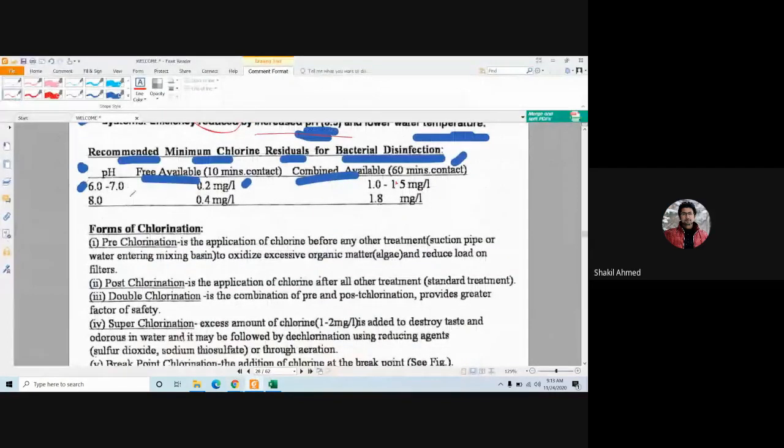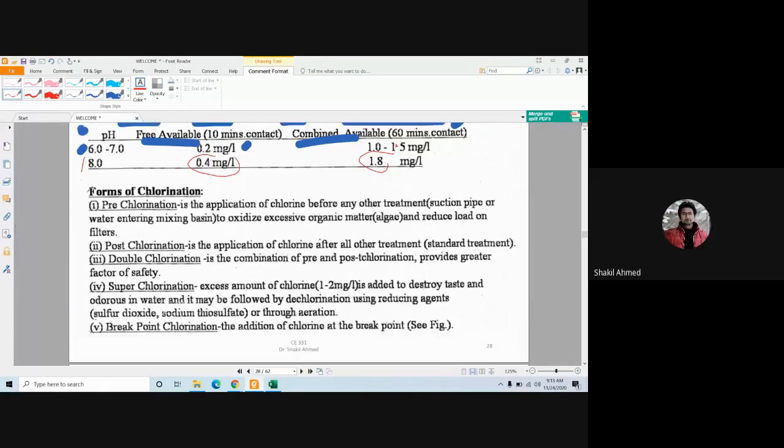So that's why you see your pH has increased from 6 to 7 to 8. Now you need more concentration. Do you see? Previously you required 0.2, now you need 0.4. Is it clear? Yes, sir.